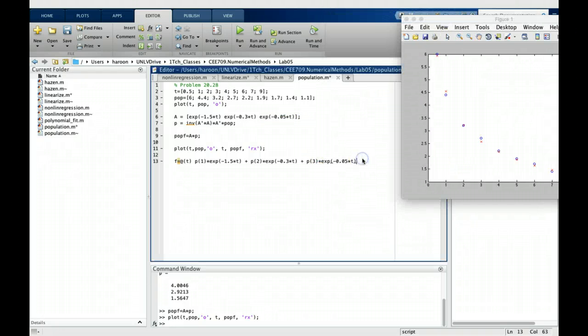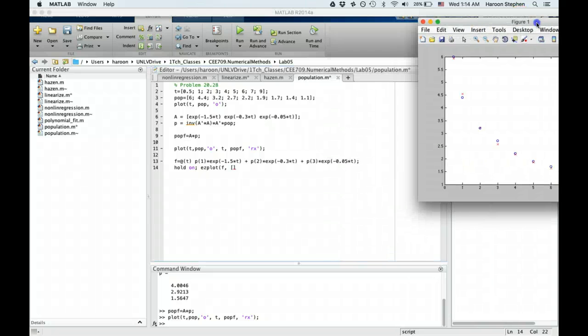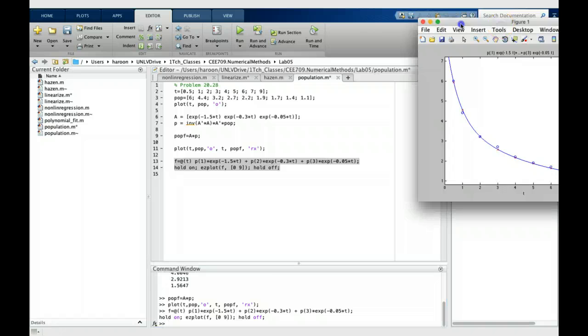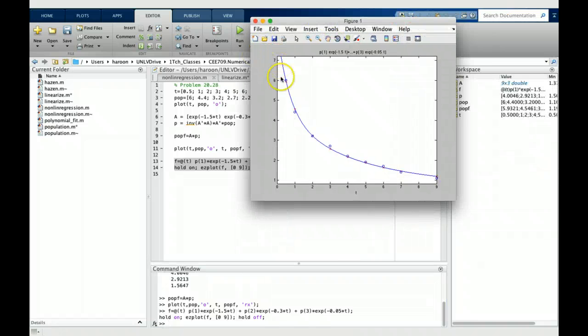Let's move this out of the way, and now we can hold on and put an ezplot of f on it. It looks like our range is from 0 to 9, so we'll stick with that range, 0 to 9. Hold off. So this will put the curve on it. So you can see that our model fit very closely passes through the data points.